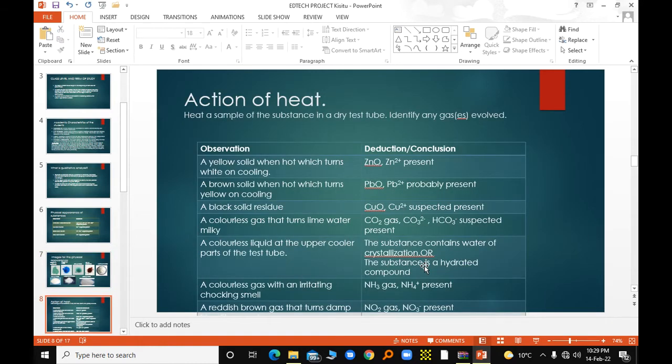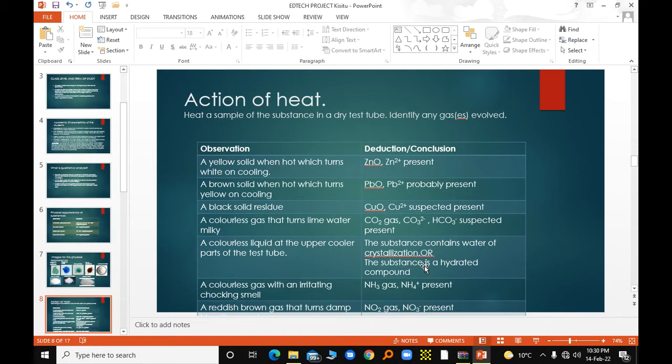What happens next is the next subtopic, action of heat. So we are seeing a certain test or command. They are saying heat a sample of the substance in a dry test tube. In each case, state any gases which can be evolved. The table is just illustrating: if you see this, how do you deduce? The first observation is a yellow solid when hot, which turns white on cooling. That is zinc oxide, and within zinc oxide, you have zinc 2 ions.